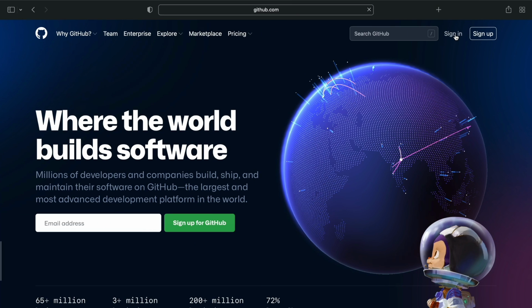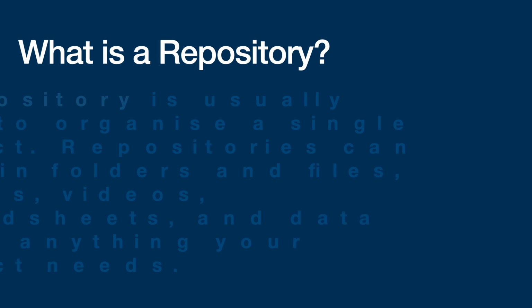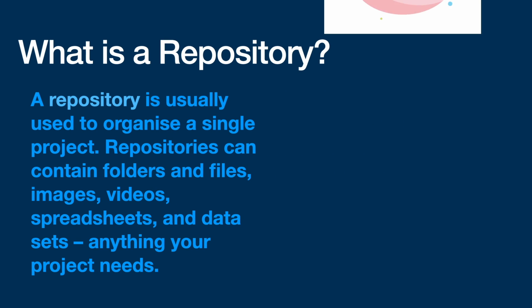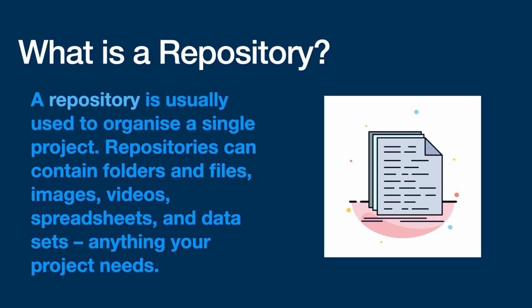Step 1. Create a repository. First, let us see what a repository is. A repository is usually used to organize a single project. Repositories can contain folders and files, videos, images, spreadsheets, and datasets, anything your project needs.